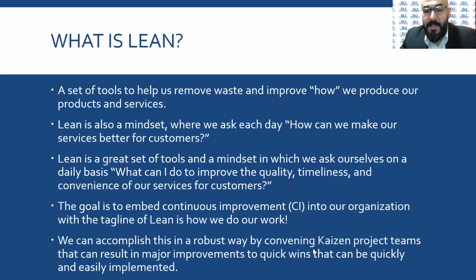We can accomplish this in a robust way by convening Kaizen project teams that can result in major improvements to quick wins that can be quickly and easily implemented. So Kaizen is one of the techniques that we use for quick implementation. And we could use Kaizen also for Six Sigma. And so Lean Six Sigma is a combination of these tools.